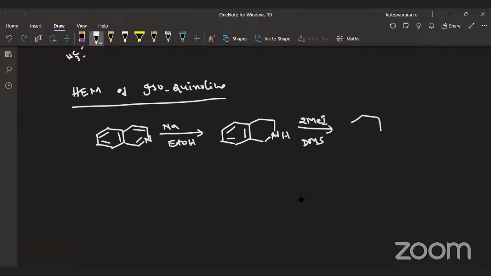Then it leads to the formation of the N,N-dimethyl compound with CH3, CH3 plus, iodide minus. That is the quaternary ammonium iodide salt. It is a crystalline solid. Then this is the alpha position and this is the beta position. At the beta position, it has hydrogen. Then it is treated with AgOH.